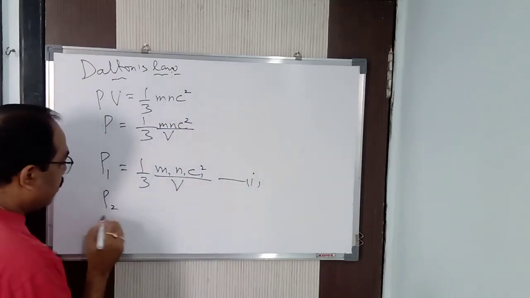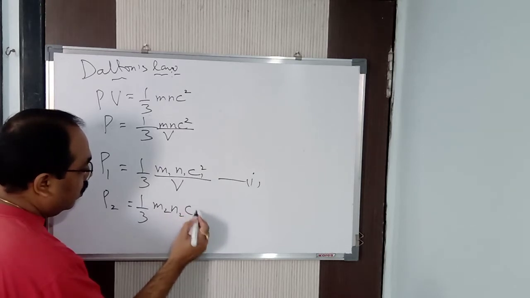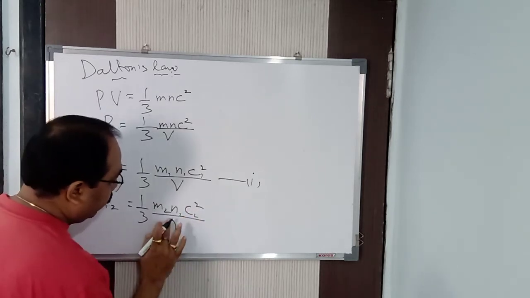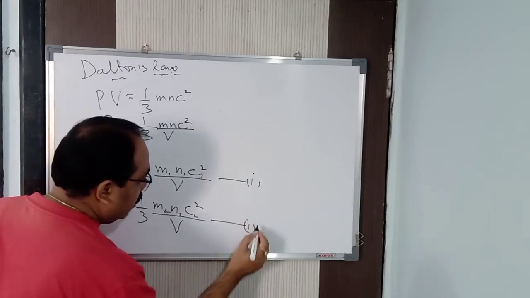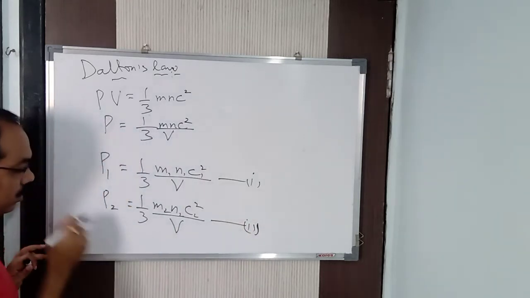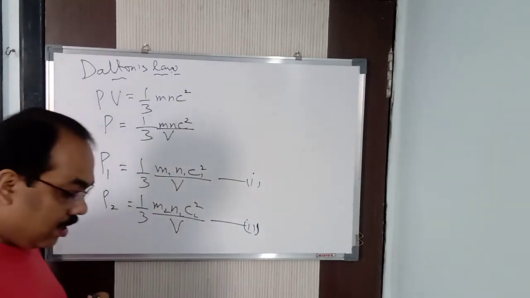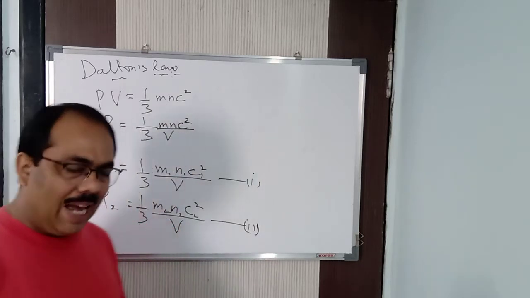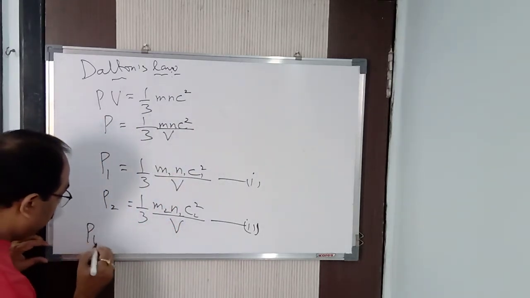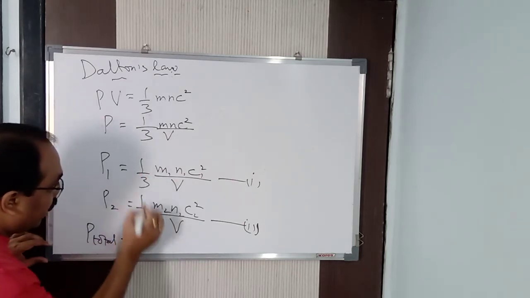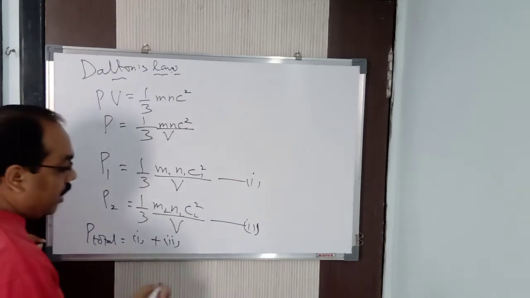For another gas, let us say P2 is equal to 1 by 3 m2 n2 c2 square by V. For the third gas, P3 is equal to 1 by 3 m3 n3 c3 square by V. So when I add them, P total is equal to what? I'll add equation 1 and 2. When I add equations 1 and 2, what will I get?